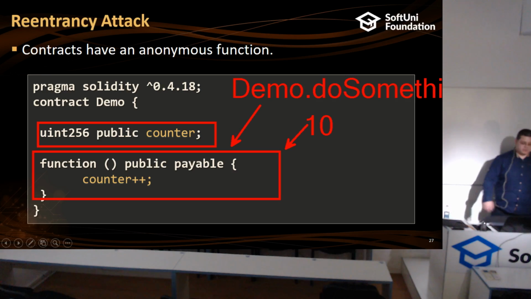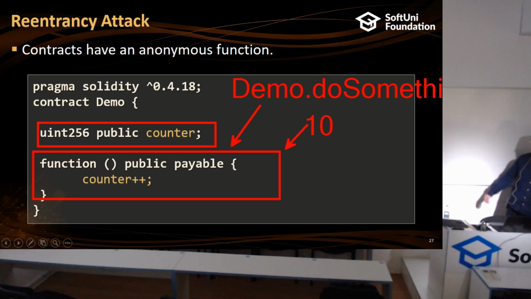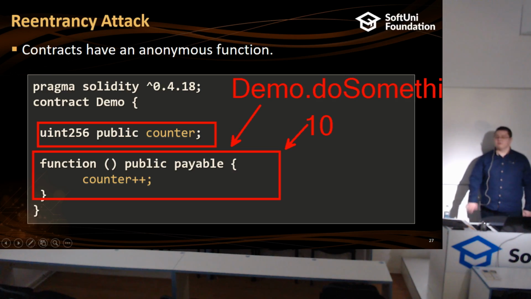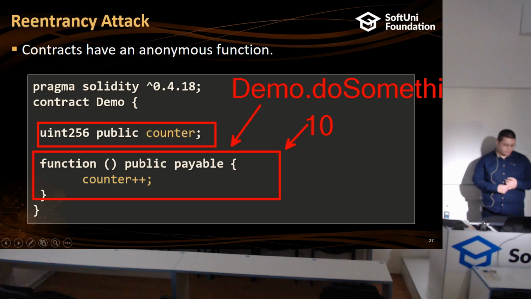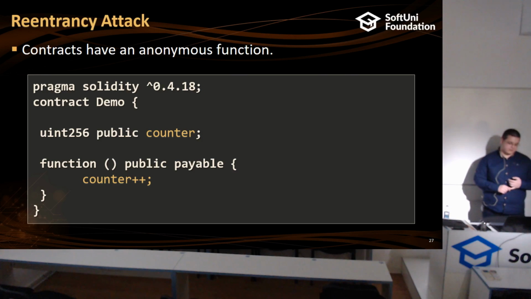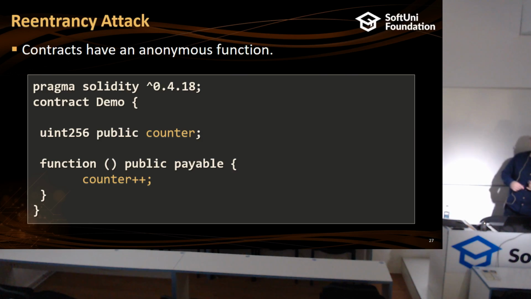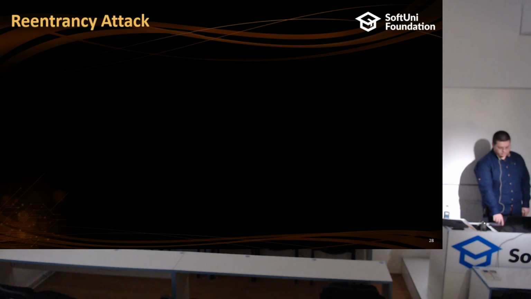So in the current contract, because I have no other functions, anything that is invoked will actually increase the counter, and every time the anonymous function will be executed. This is very important for you to know, for me to explain how the actual attack happened. So let's go to the actual attack.